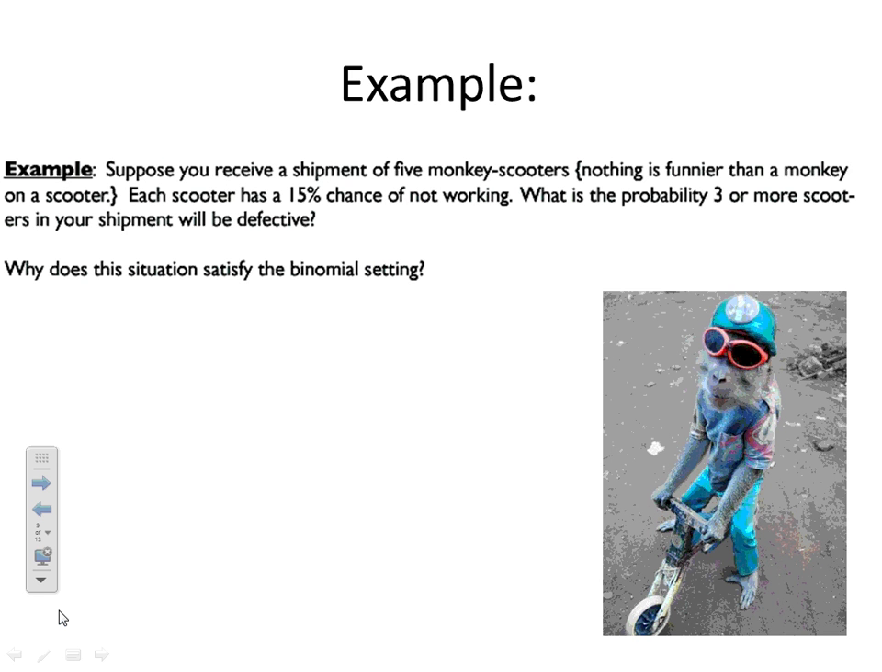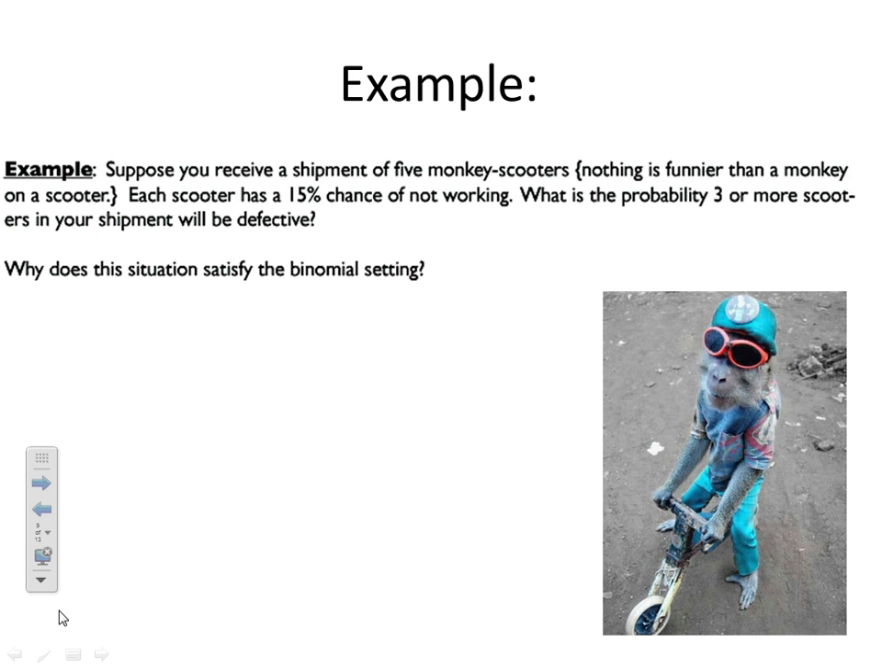So another example, maybe we go one where it's not a 50-50 shot. Suppose you received a shipment of 5 monkey scooters. Of course, we've shaved the monkeys, we've got them typing on the calculator, so now we'll give them a scooter, let them kill some time, keep them happy. 15% of those aren't working, or there's a 15% chance it doesn't work. So what's the probability 3 or more scooters in a shipment that you just received are defective?